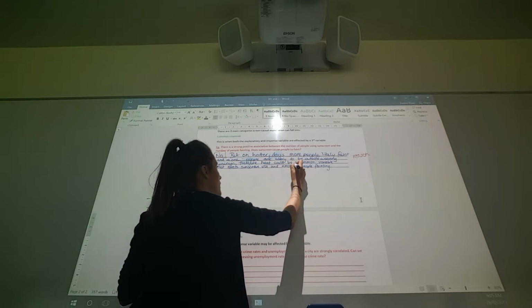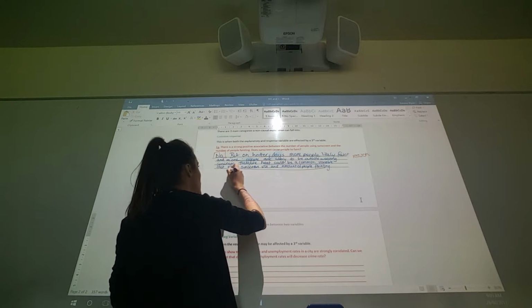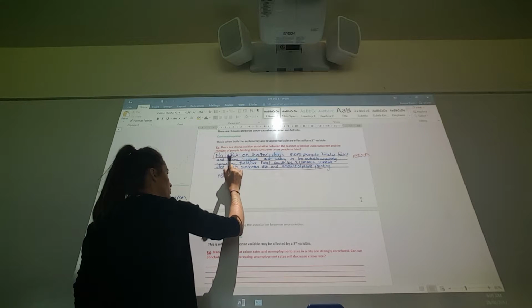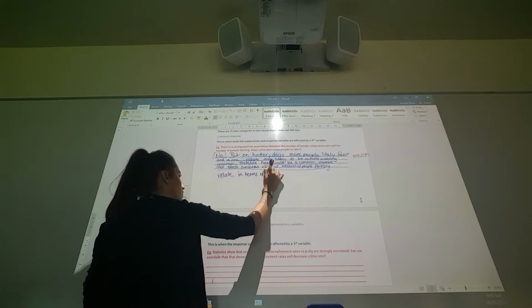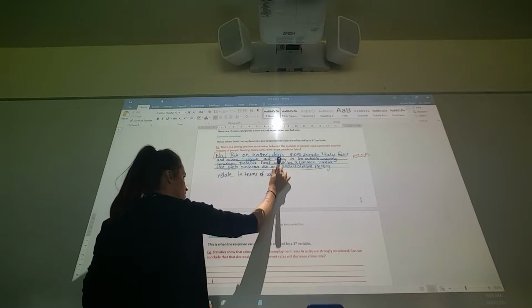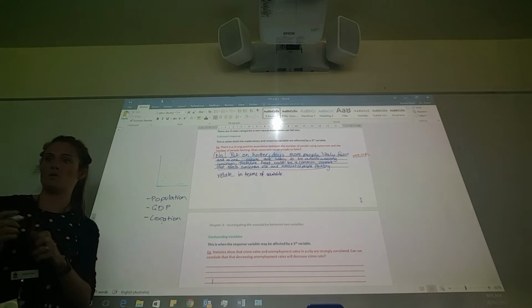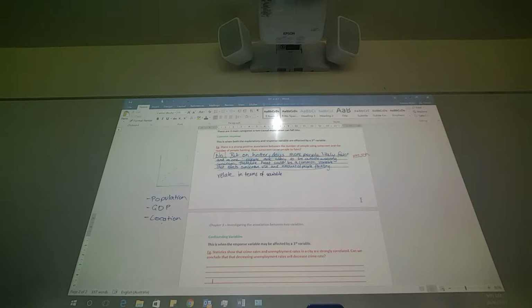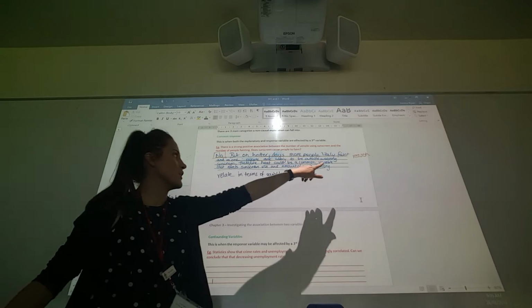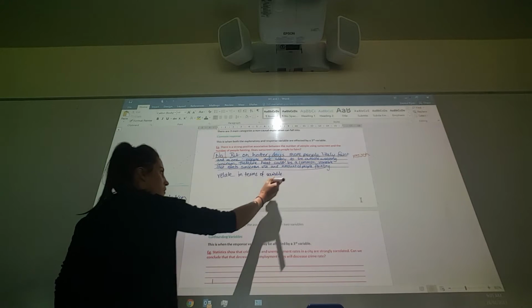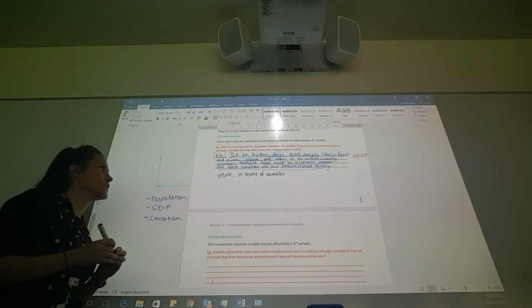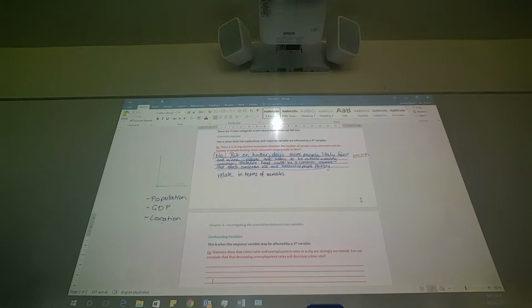And then relate it in terms of variables. So relate it back to the question. What was the second? Reason. So if you said no, well, why? And the third one, you relate it back to the question.